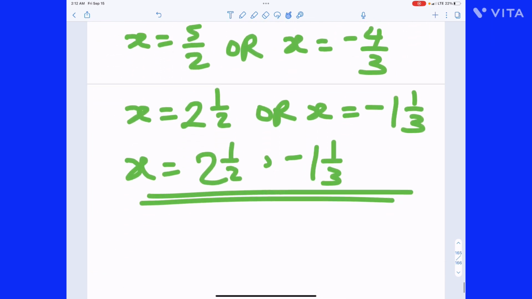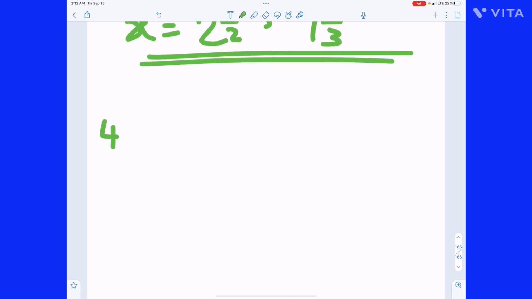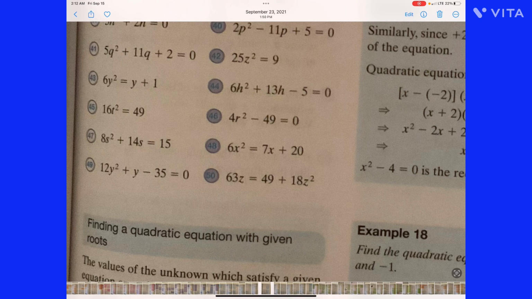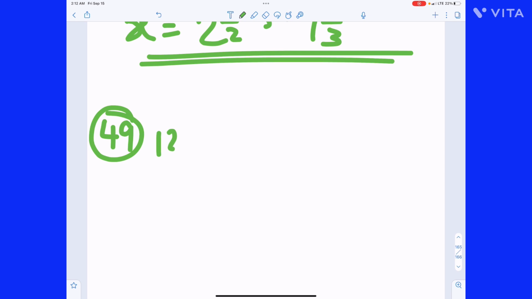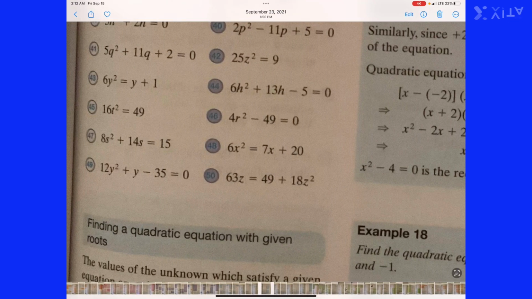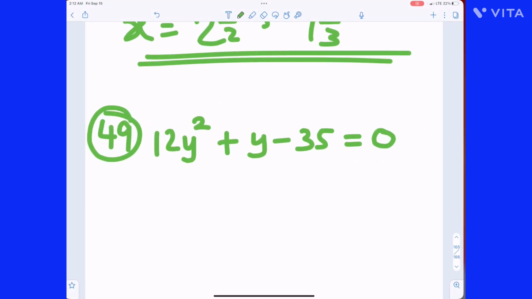Let's do the last two now, 49 and 50. Question 49 says 12y squared plus y minus 35 is 0. Let me check that again. Okay. 12y squared plus y minus 35 is 0.